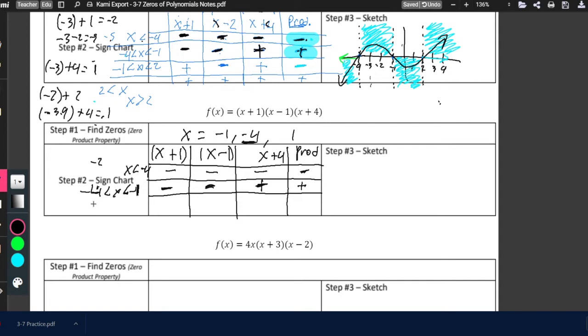For our next range, we go -1 less than x is less than 1. Our first one is still negative.